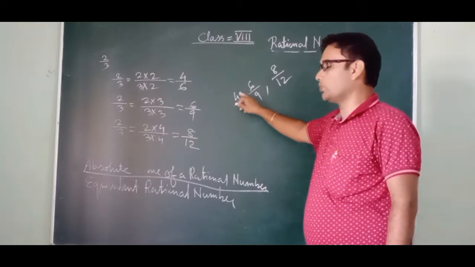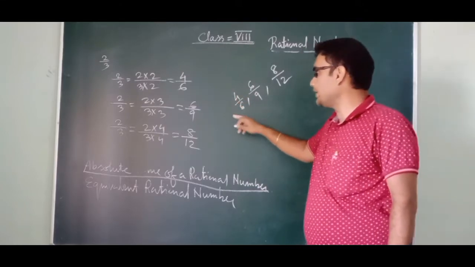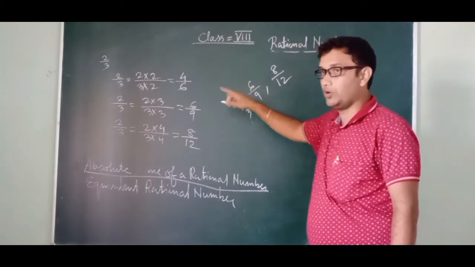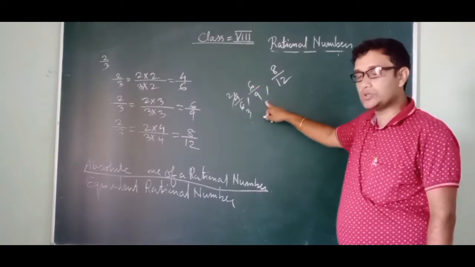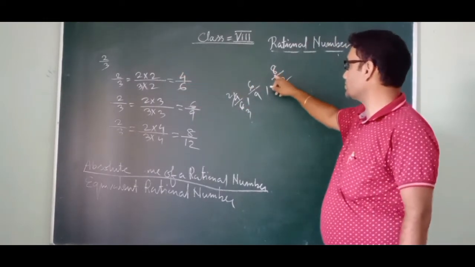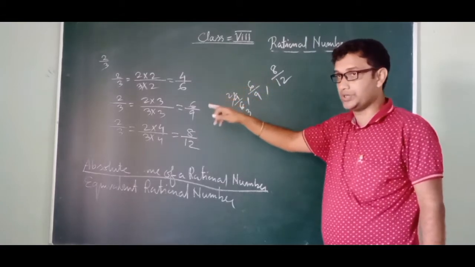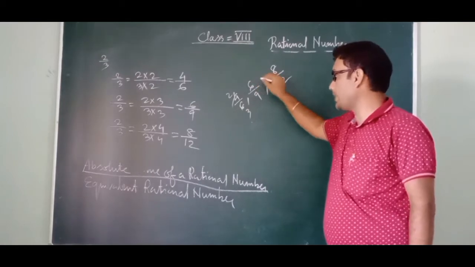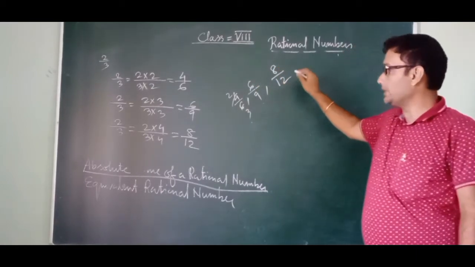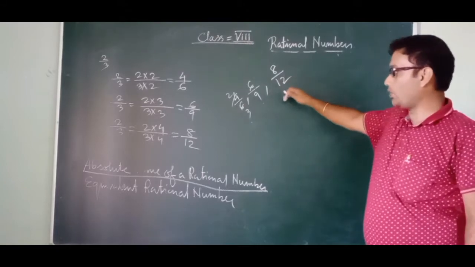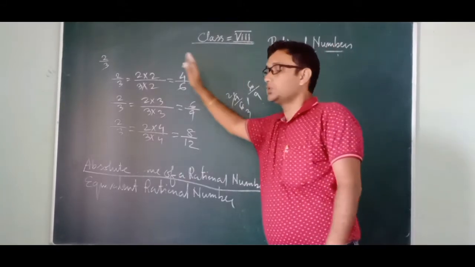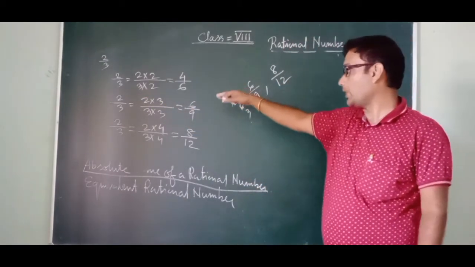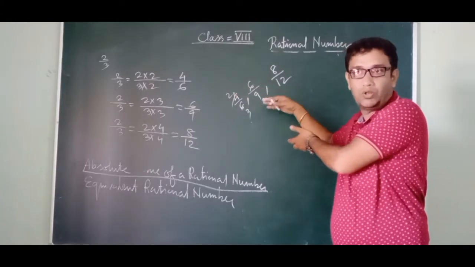If you reduce these, you will again get 2 by 3. You will cut it, then 2 here, 3 here, then again you will get 2 by 3. This one also, if you reduce it, you will again get 2 by 3. This one also, if you reduce it, you will get 2 by 3. That means these, 4 by 6, 6 by 9, 8 by 12, all are equivalent rational numbers of 2 by 3. But here I am finding all the rational numbers by multiplying.